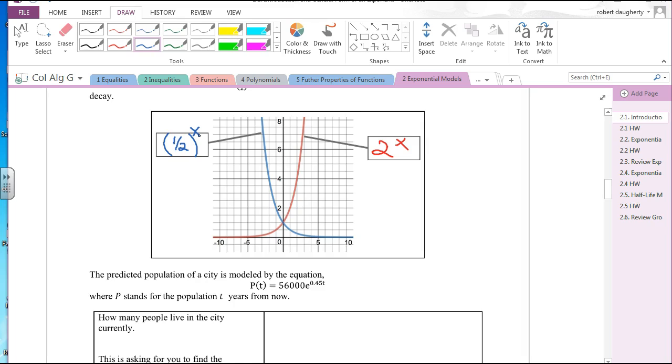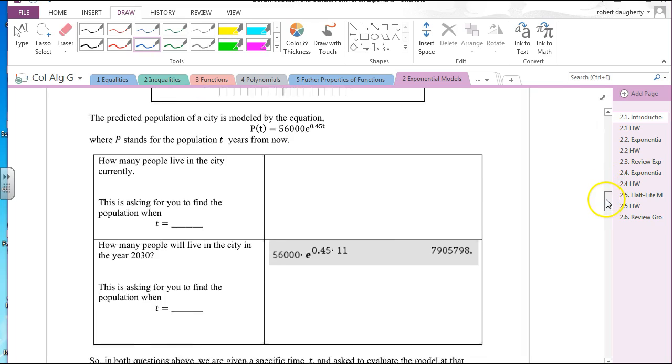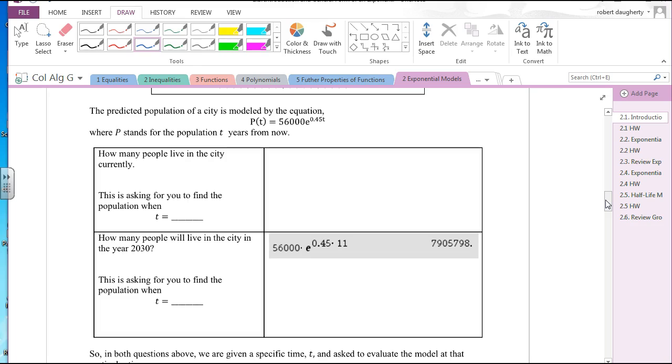Now, let's just take a look at a few examples. In this section, in every case, I'm going to give you the model and tell you what every variable is, and then ask you questions about it. The predicted population of a city is modeled by the equation P of t equals 56,000 e to the 0.45 t. That's an exponential model because it has an exponential equation. How many people live in this city today?